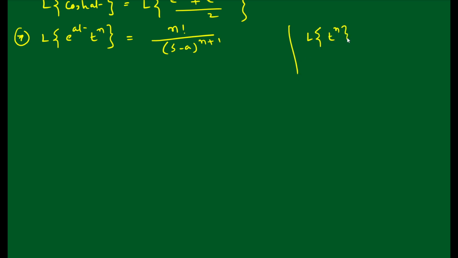What is the Laplace transformation of t to the power n? n factorial divided by what? s to the power n plus 1. You see, similar type. But again, what is the Laplace transformation of e to the power at? It is 1 by s minus a. So this one is nothing but the combination of formula 3 and formula 4, because both e to the power at and t to the power n are there. So I'll prove it.